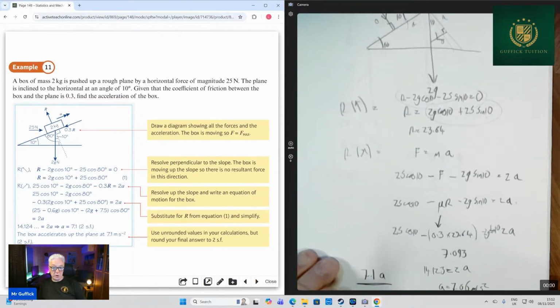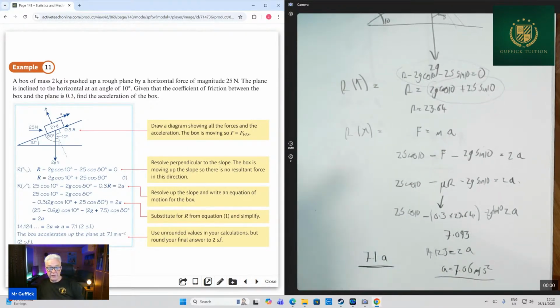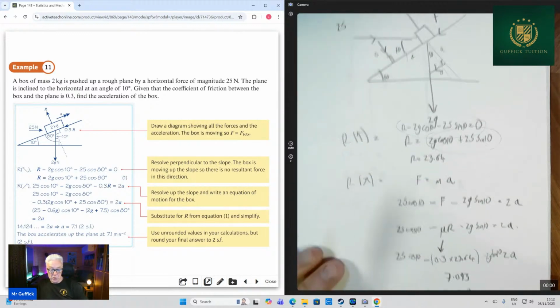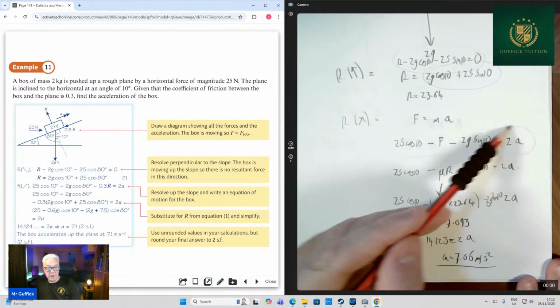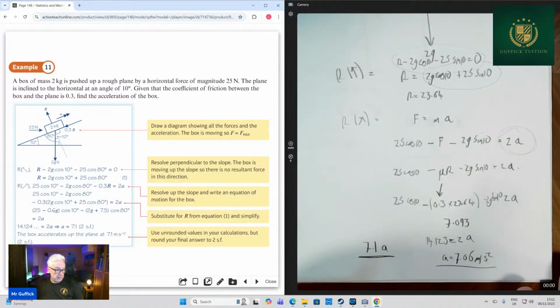However, when we resolved up the plane, this force of 25 newtons was pushing the object up the plane, so it was moving, so that's why it was not equal to 0. So you put it equal to 0 when it's in equilibrium, and when it's not in equilibrium, you use F equals ma, Newton's second law, for when something's moving. I hope that answers your question, SV.